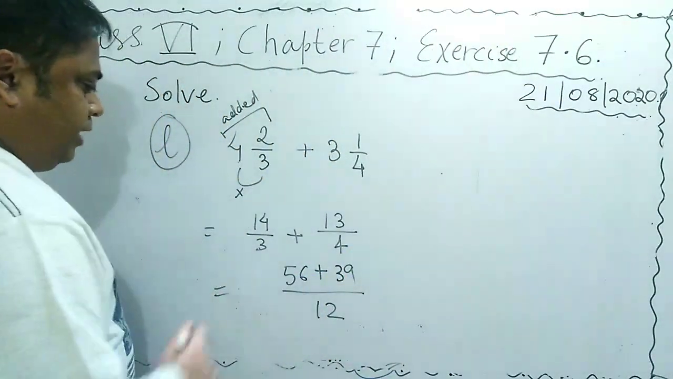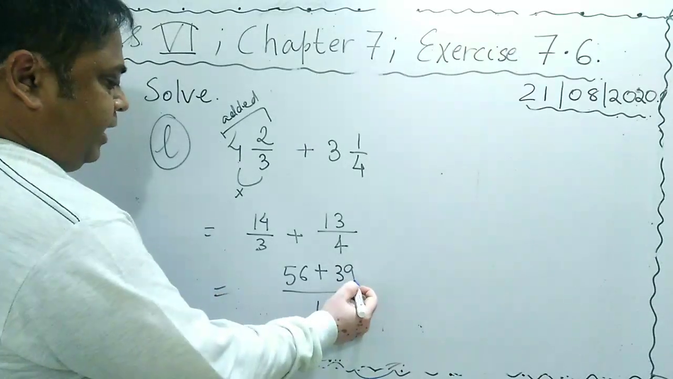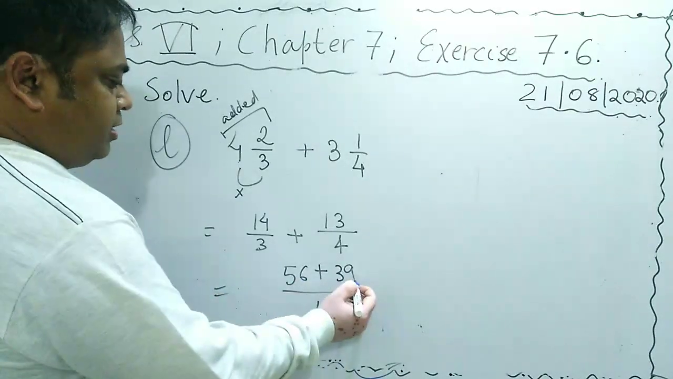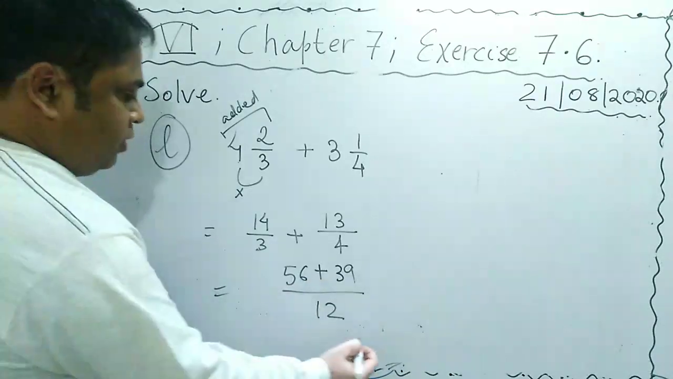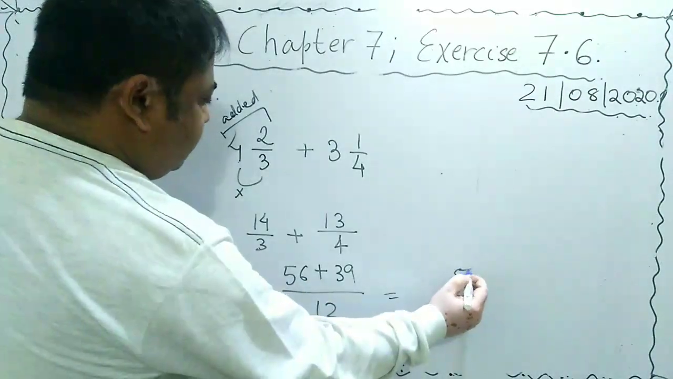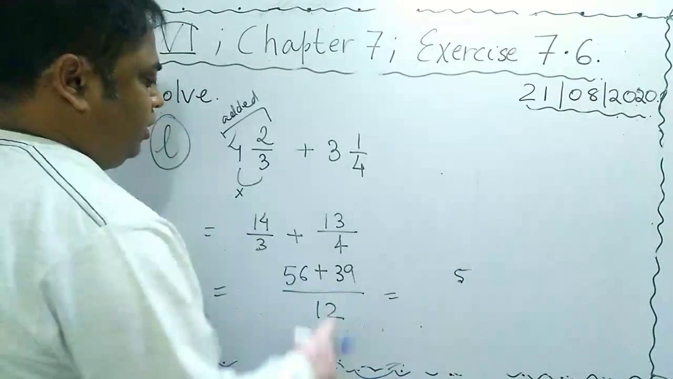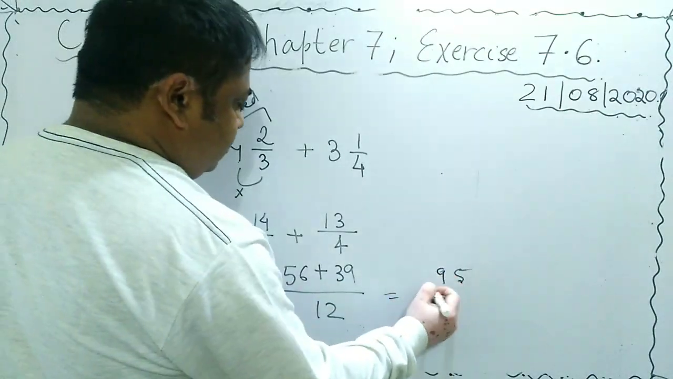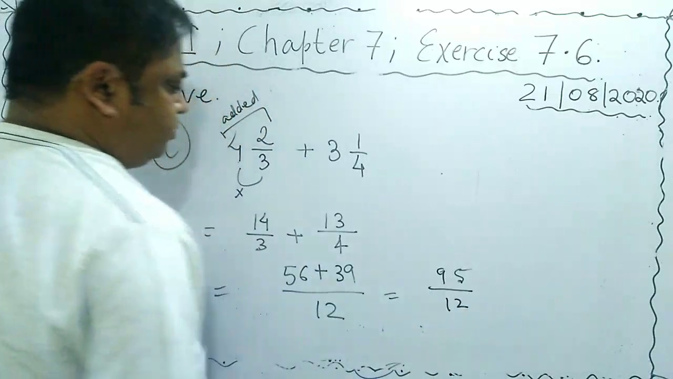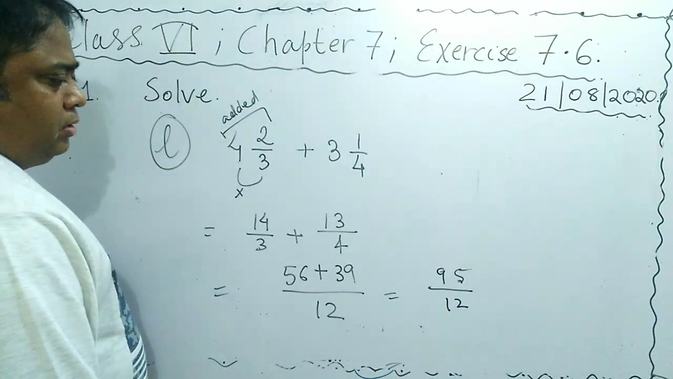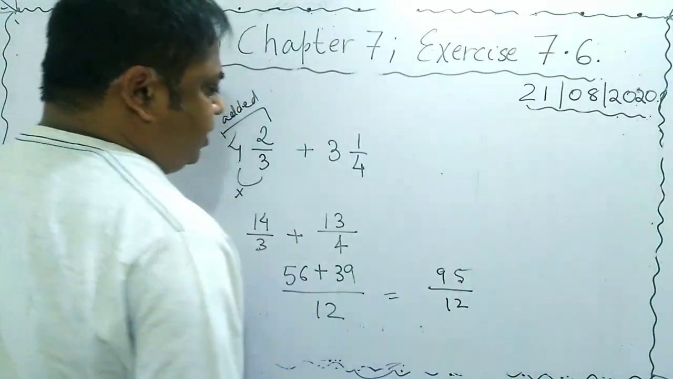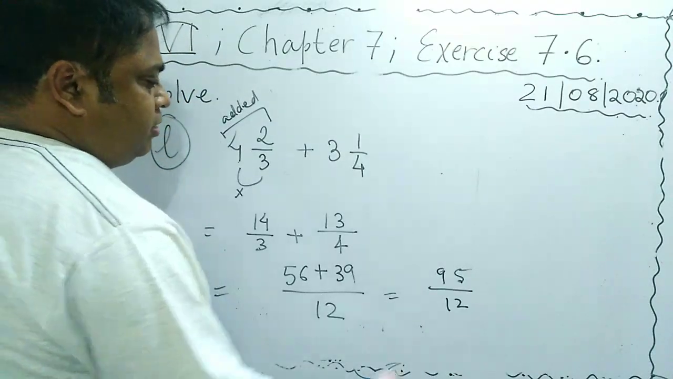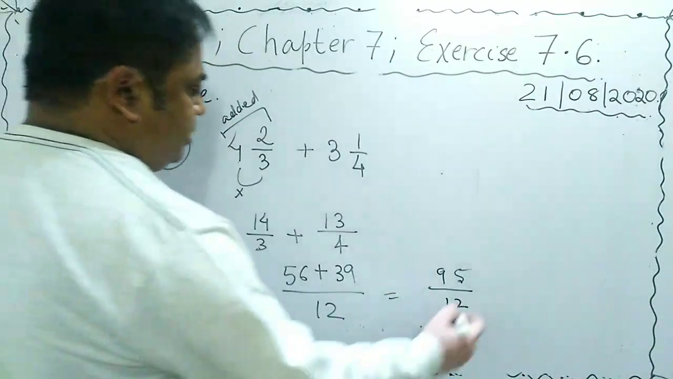Now how will you add this? If this would have been 10, this would have been 16. But this is 9, so it will be 15. So we write 5. 1 is remaining with you. Give 1 to 3, it becomes 4. 4 plus 5 is equal to 9, divided by 12. There is no chance that they can be divided any further because they do not have any common factor. So this will be the answer.